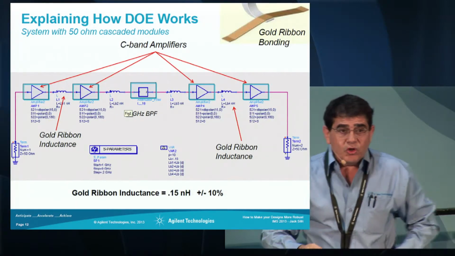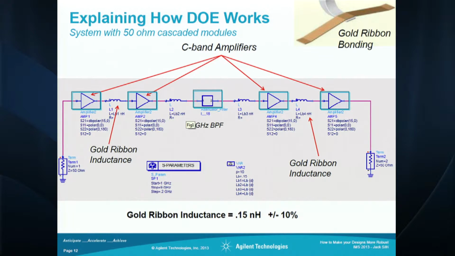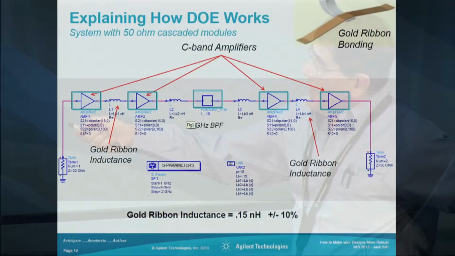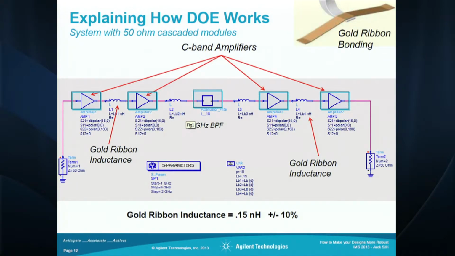This example I'm showing you here is a system level example, but you can use it on an IC, you can use it on a board design, you can use it on SMT components, it's very versatile. I want to start with a system level example, and then I'll take you to an IC example. What I have here is 4 amplifiers and a filter in the middle, okay?